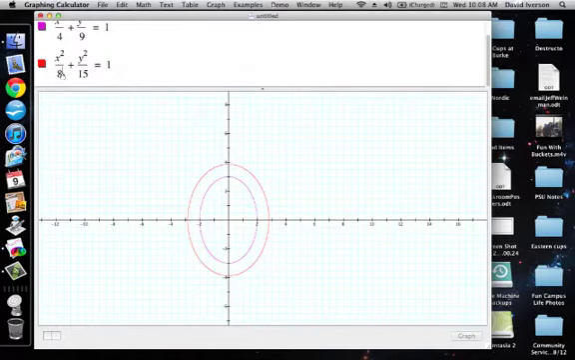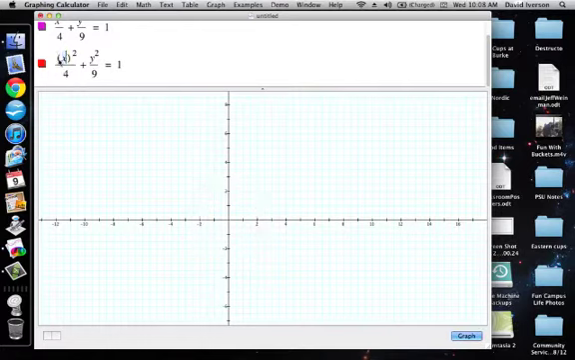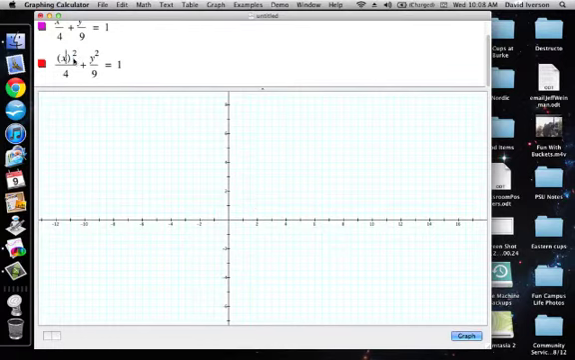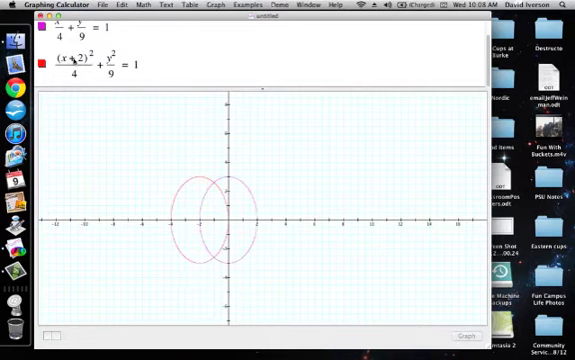Let's change it back to 4 and 9. How are we going to shift this red one to the right? The way we're going to shift it to the right is going to be this. Now that's shifted to the right. How are we going to shift it to the left? That's shifted to the left.